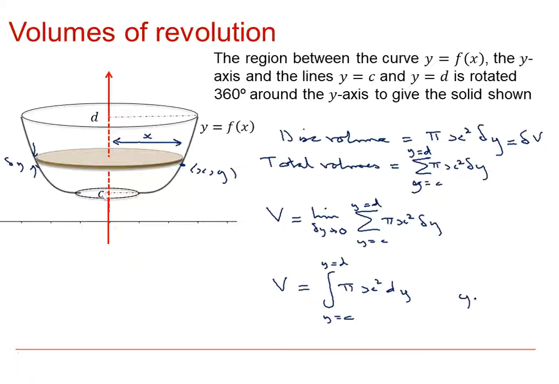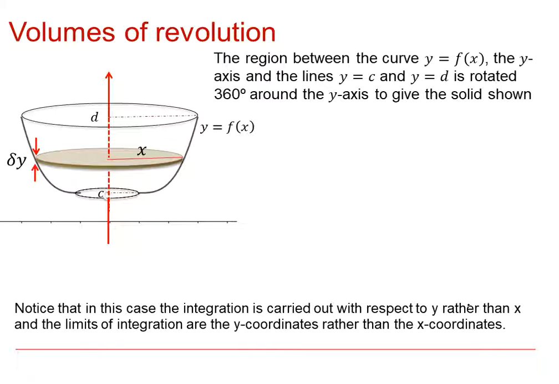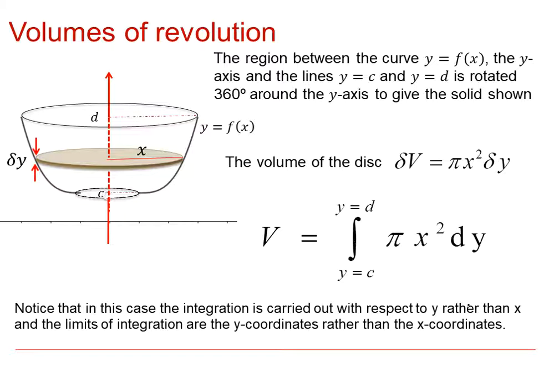And that is a rotation about the y-axis. So you need to make sure you use the right formula for the correct rotation. Just to put a little bit of detail on there, the volume of one disk is delta V, and the volume we're looking for after doing the summation is the integral of pi x squared dy from y equals c to y equals d. Notice that in this case the integration is carried out with respect to y rather than x, and the limits of integration are the y coordinates rather than the x coordinates, so you need to be extra careful setting up your solution.